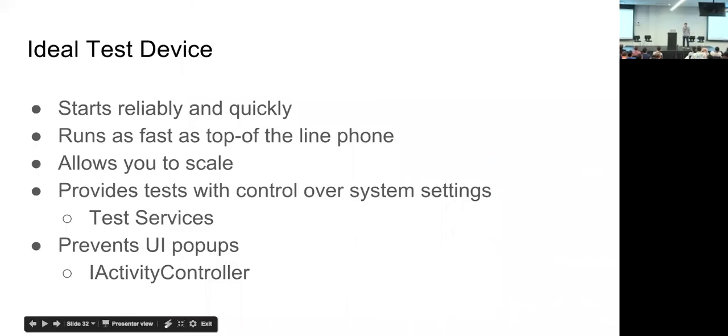But in CI, you want a few more things from your device. You want your device to start reliably and quickly, the emulator specifically, or you want to be able to connect to it quickly. You want your tests to execute in an environment that's as fast as a top of the line physical phone. You want your device to be scalable. Are you going to plug in 100,000 phones into a machine, or can you start up a bunch of emulators in data centers? You want your device to provide tests with control over system settings. We talked in that presentation about a special service APK that is installed on the emulator that gives you control over certain system settings and allows you to take screenshots and whatnot.